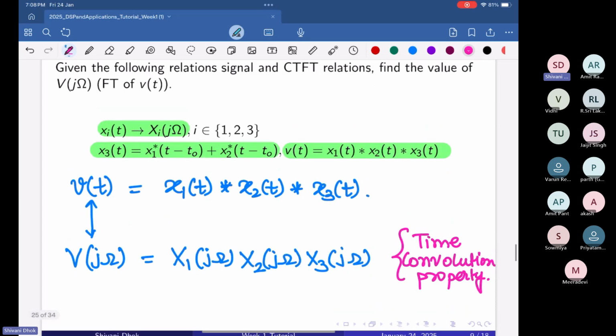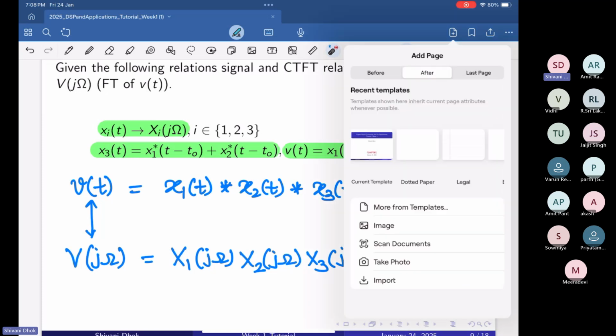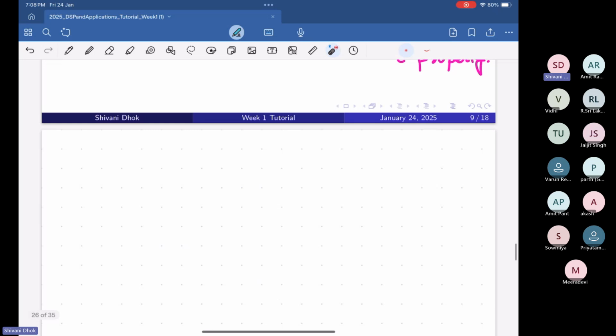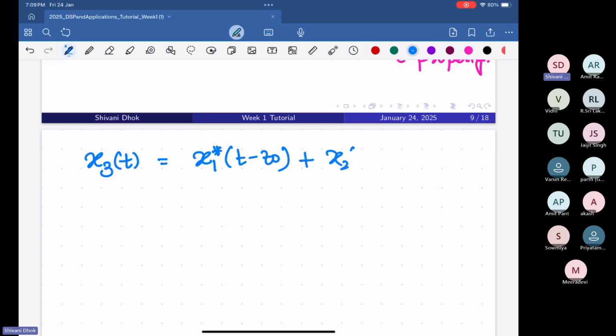Now we know what X1 of j omega and X2 of j omega are. However, we are given this x3 of t in terms of x1 of t and x2 of t. So now let us figure out the Fourier transform X3 of j omega. Okay. So what is given to us is x3 of t is equal to x1 conjugate of t minus t naught plus x2 conjugate of t minus t naught. Okay.